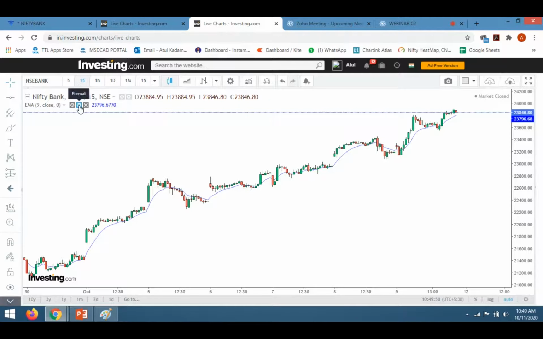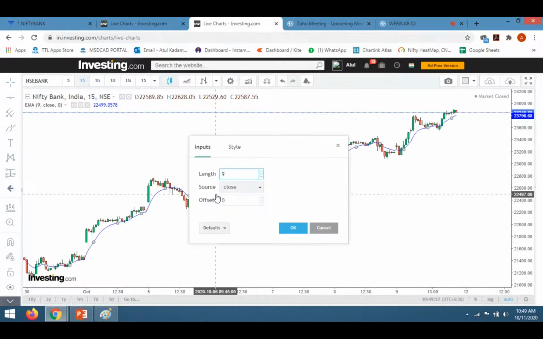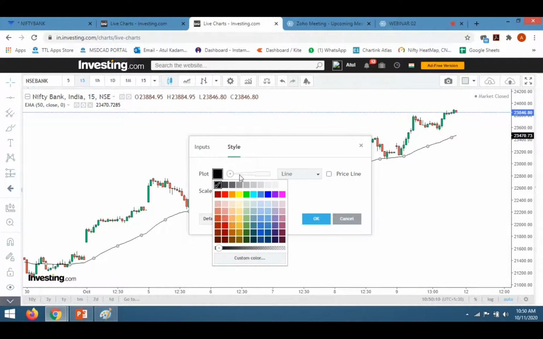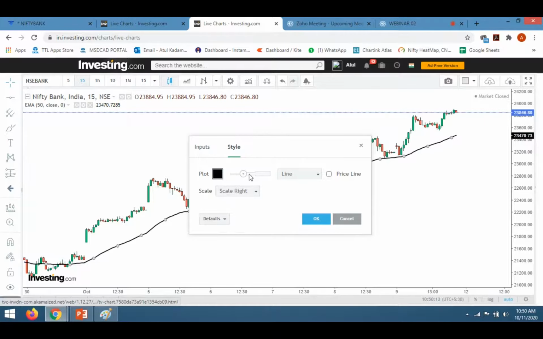So we'll go into the settings of that. For settings, you can go to format or double click on the line on the chart. In inputs, you can change the value to whatever you want. For example, if you want 50, you can add 50 here. In style, you can change the color. I want black color for 50, so I make it black and increase the thickness.